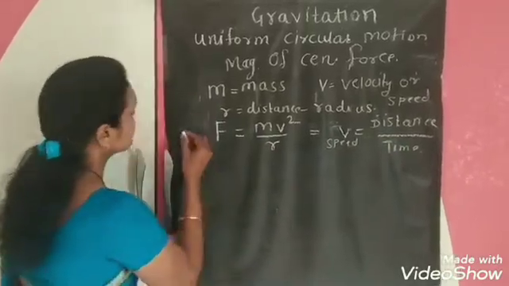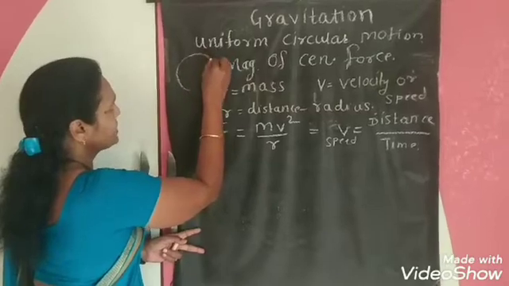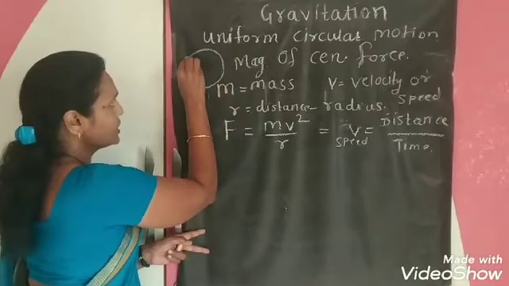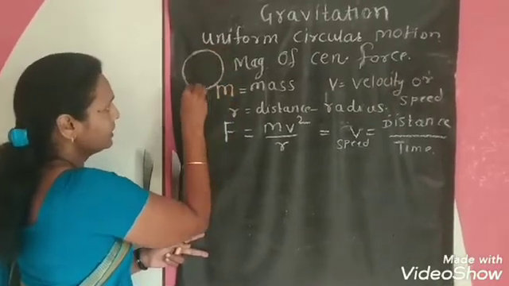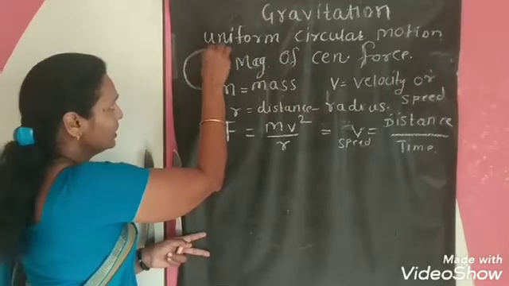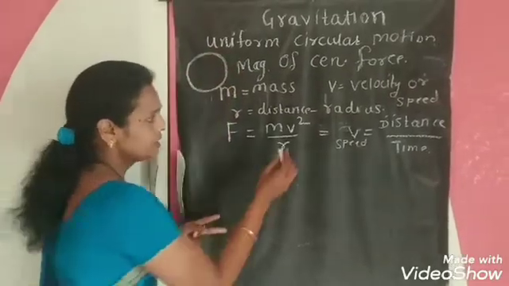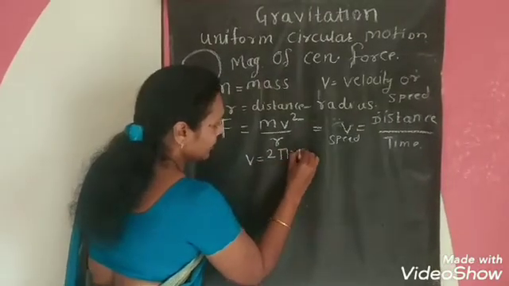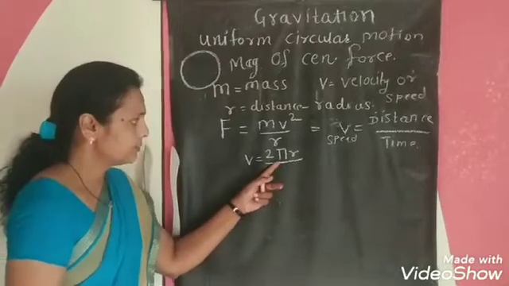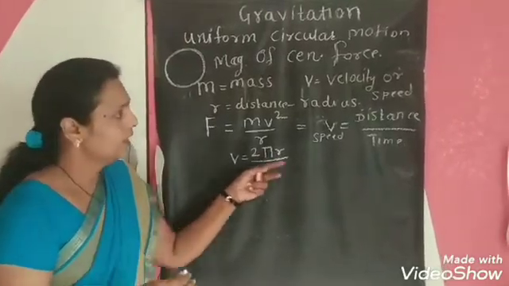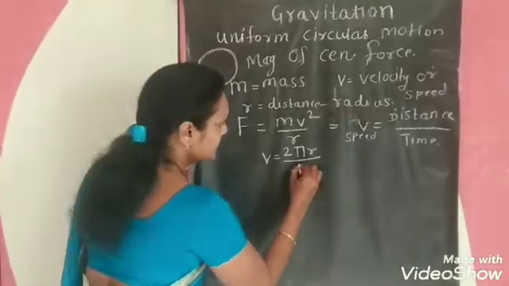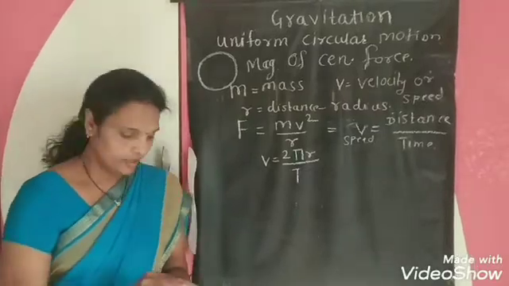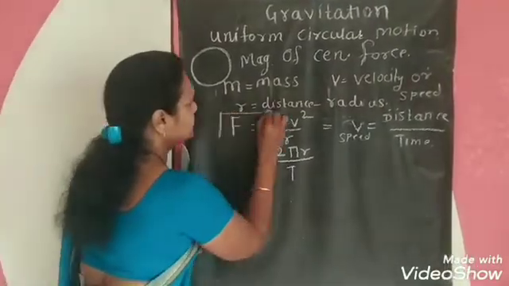Suppose this is the circle. Here I am drawing one circle. This is the circumference. When any object is moving in this path, the distance traveled is the circumference. So V is equal to 2 pi r. All of you know the circumference is 2 pi r, divided by time, t. So V is equal to 2 pi r upon t. Now our main formula is this one.